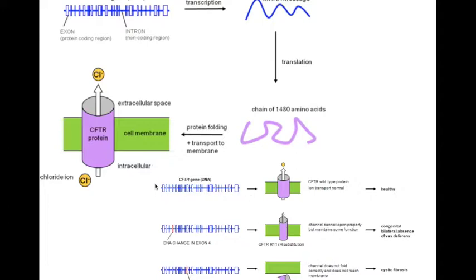There are a few different versions of CFTR, right? If you have a regular CFTR, you create a normal functioning protein, which then is able to move chloride ions in and out and resulting in a healthy person, okay?